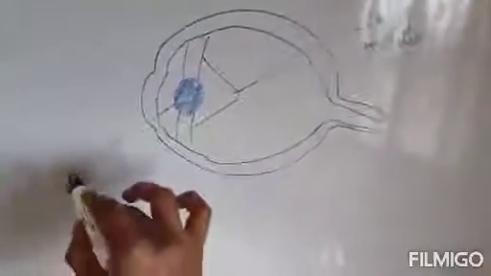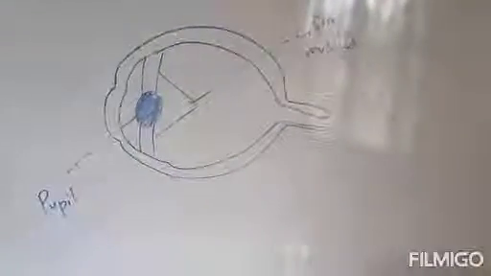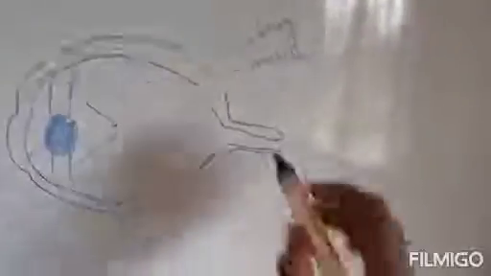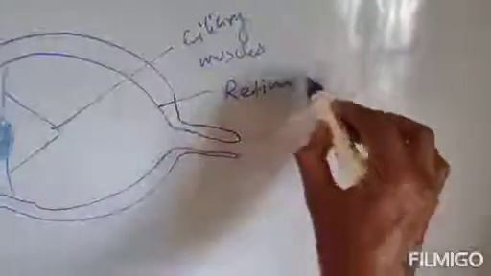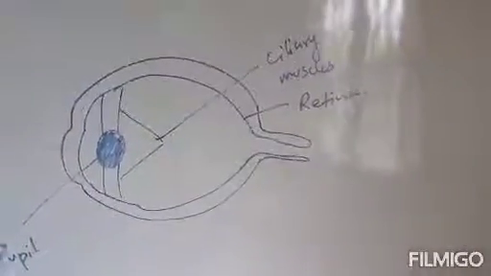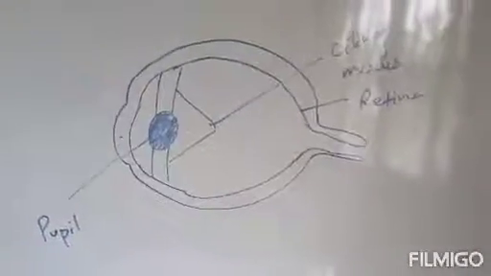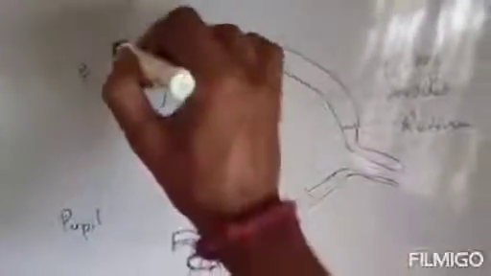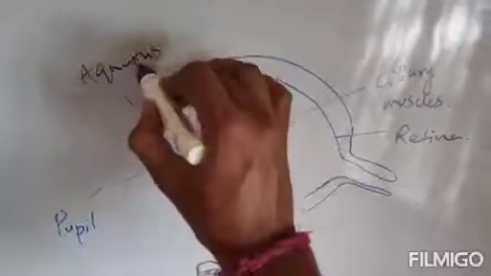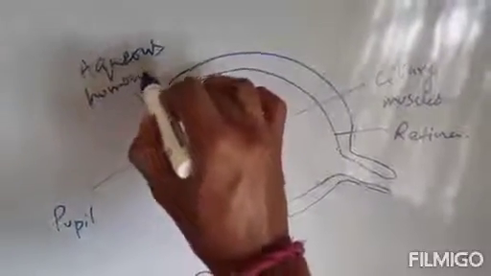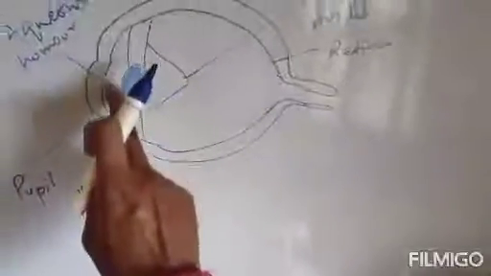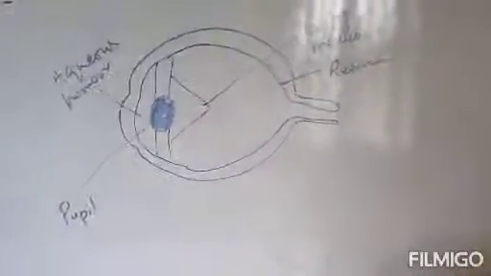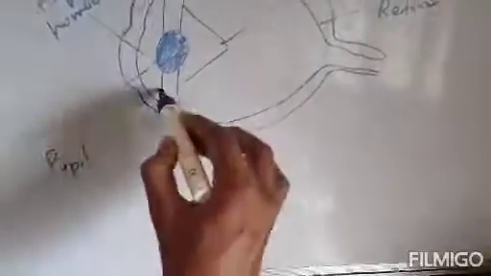These are ciliary muscles. This part is known as the pupil. This part is known as the retina. This middle part is known as the aqueous humor. This part is known as the iris. Clear?